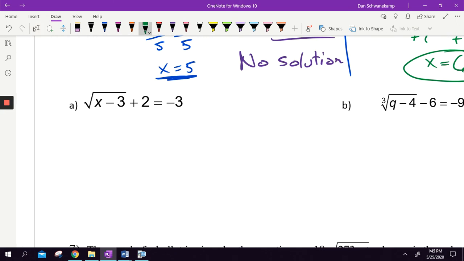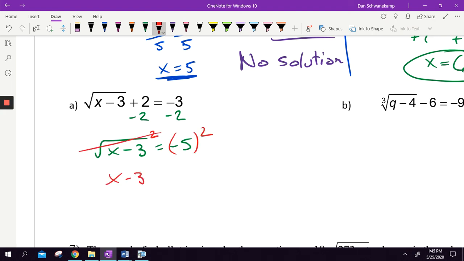This one right here, let's solve it. So I'm going to subtract 2, subtract 2. The square root of x minus 3 is equal to negative 5. I'm going to get rid of the square root. I'm going to square. That should put off an alarm in your brain. I get x is equal to 28. But I had to solve this radical by squaring a negative.